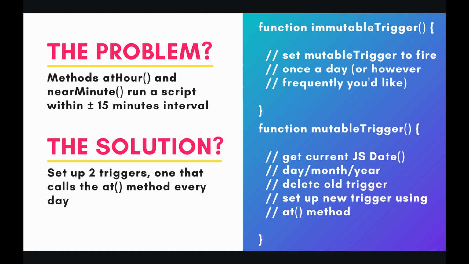So that can be great if you don't really care about the exact time when it runs, you just need it to run sometime near the hour of 12 and near the minute of 0. But if you need a function to run every single day at an exact time and you can't be a minute late, these methods will not work for you.